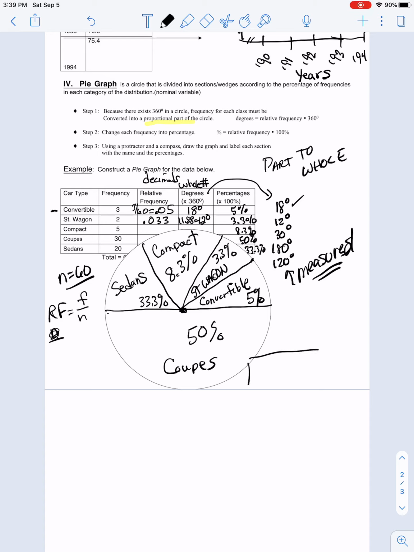Title on here, we should try to put some kind of a title. These are car types. Okay, and that's your pie graph. And part to whole, and that's what we looked at.